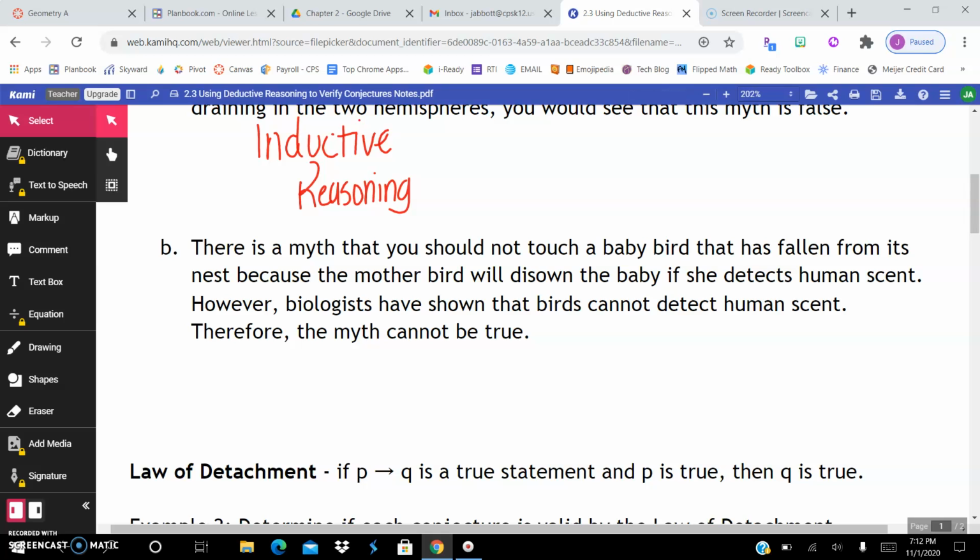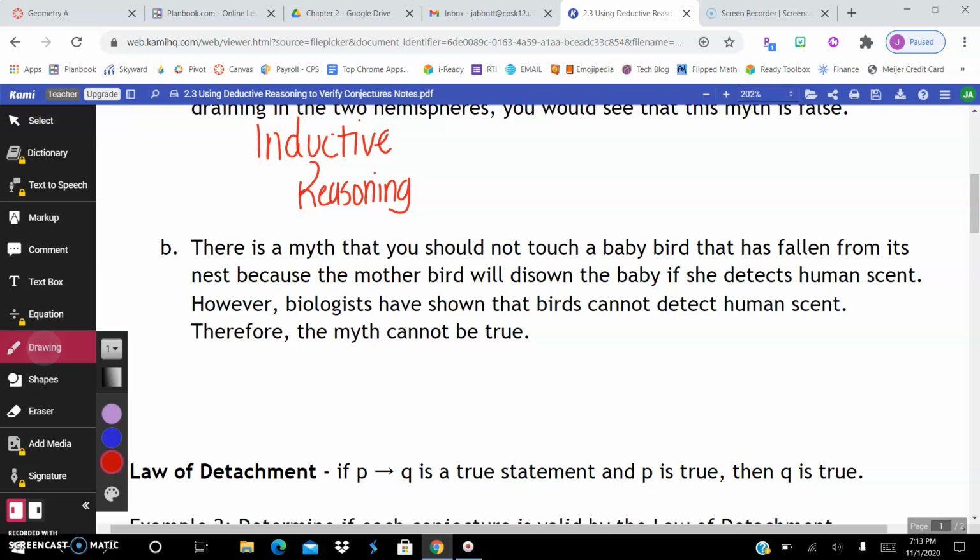This is deductive reasoning because they didn't do the test on whether or not the mother bird would take care of the baby after it had fallen. They just moved forward and said that they did their testing on whether or not birds can detect human scent. So they weren't actually testing the mother taking care of the baby. So this is deductive reasoning because we're using something else that had been proven.